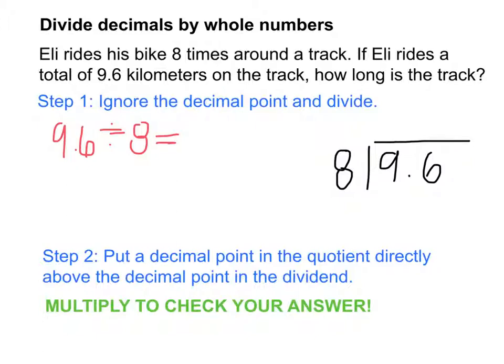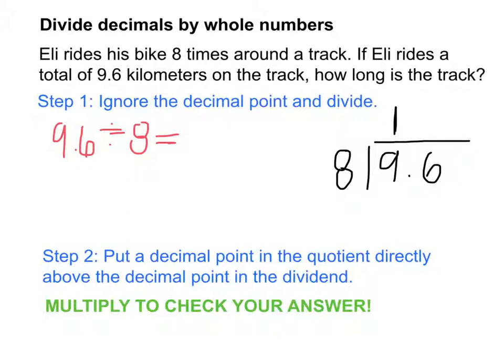Okay, so step 1 is to ignore the decimal point and divide. So we can ignore this and pretend it's 96 divided by 8. To do long division, we first look at the first place. In this case, it's the tens place. We say 8 goes into 9 how many times, Kevin? How many times does 8 go into 9? Once. So we put a 1 up here.